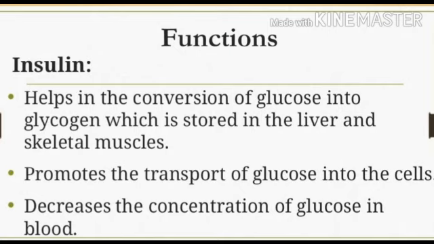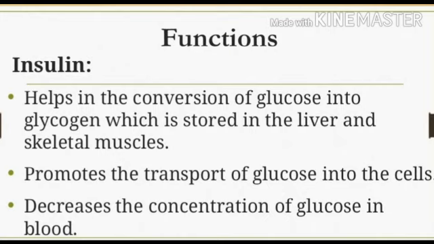So how is it decreasing? This insulin helps in the conversion of glucose into glycogen. Glucose is the sugar, that is the monosaccharide, and it is the main source of energy for our body. But its level should not increase from the normal level. And glycogen is the polysaccharide, that is, it is formed by the combination of the glucose molecules.